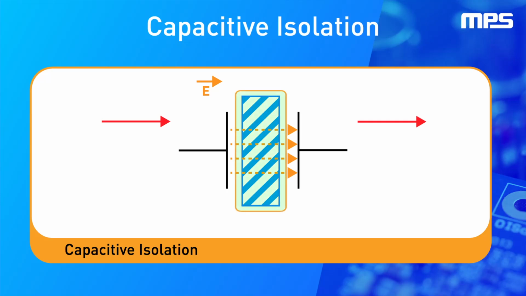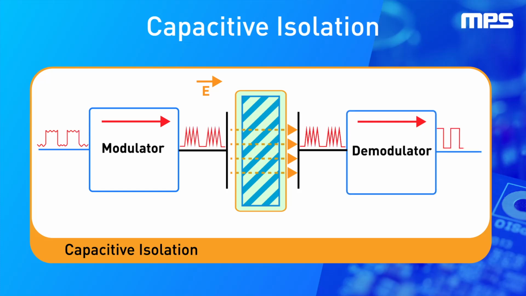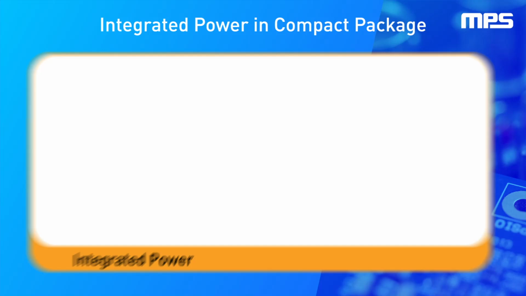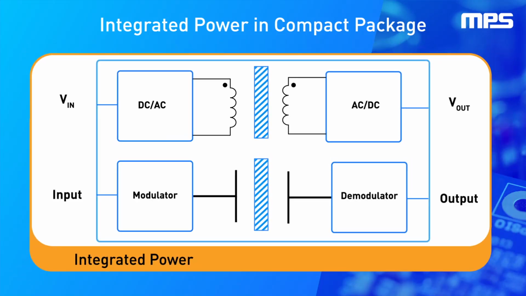To transmit data through the isolation barrier, capacitive digital isolators require additional circuits such as a modulator to increase the frequency of the control signal and a demodulator to convert the signal into its original form. Magnetic isolation is usually preferred for power transmission, whereas capacitive isolation is used for data transmission. MPS provides a combination of isolated power and isolated data transmission within a single compact package.